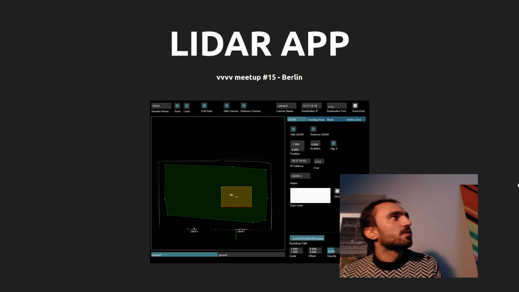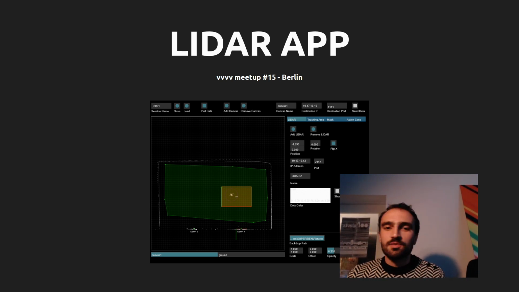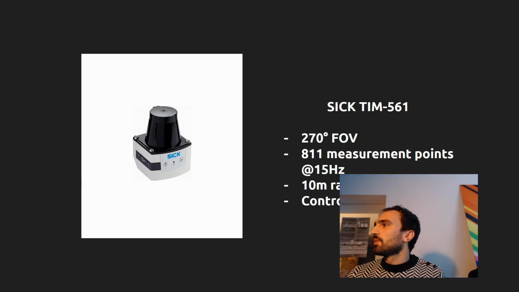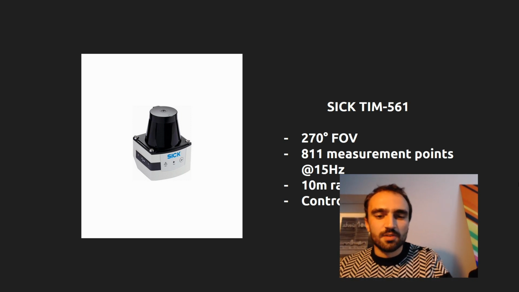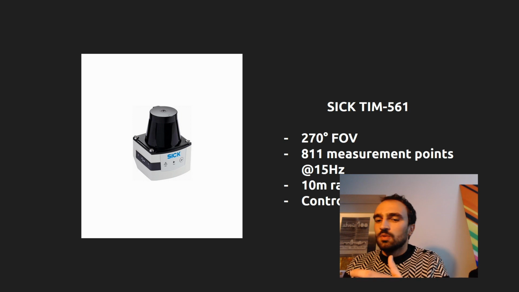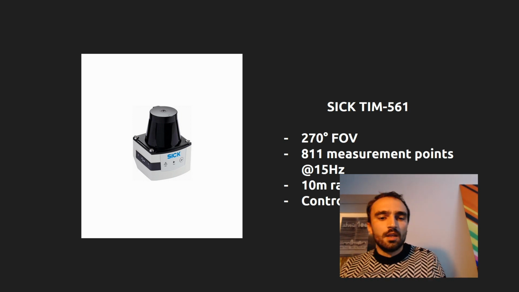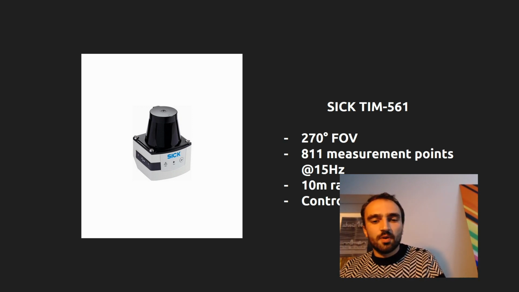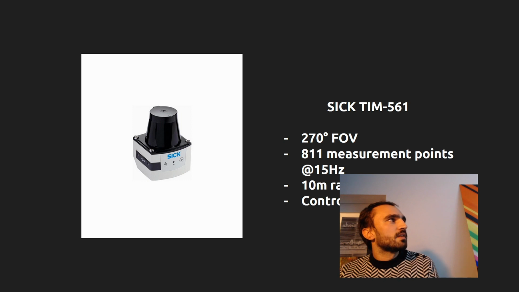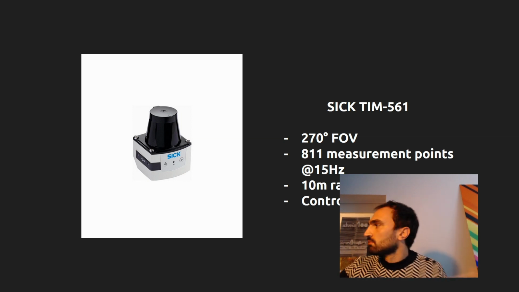Okay, so tonight I want to talk about an application that we have developed at Superbien that allows to visualize, calibrate, and perform tracking with LIDARs. So, is everybody familiar with how LIDARs work and what we use them for? Okay. Now I can briefly go through it. So, you see this little thing here, it shoots lasers, and for each laser that it shoots, it manages to tell how far it has hit something. So, you get the distance from each point, and with that you can visualize a slice of a 2D space. The one we are using here has a 270-degree field of view, and it sends 800 measurement points at 15 Hertz, and it can see a 10 meters radius.